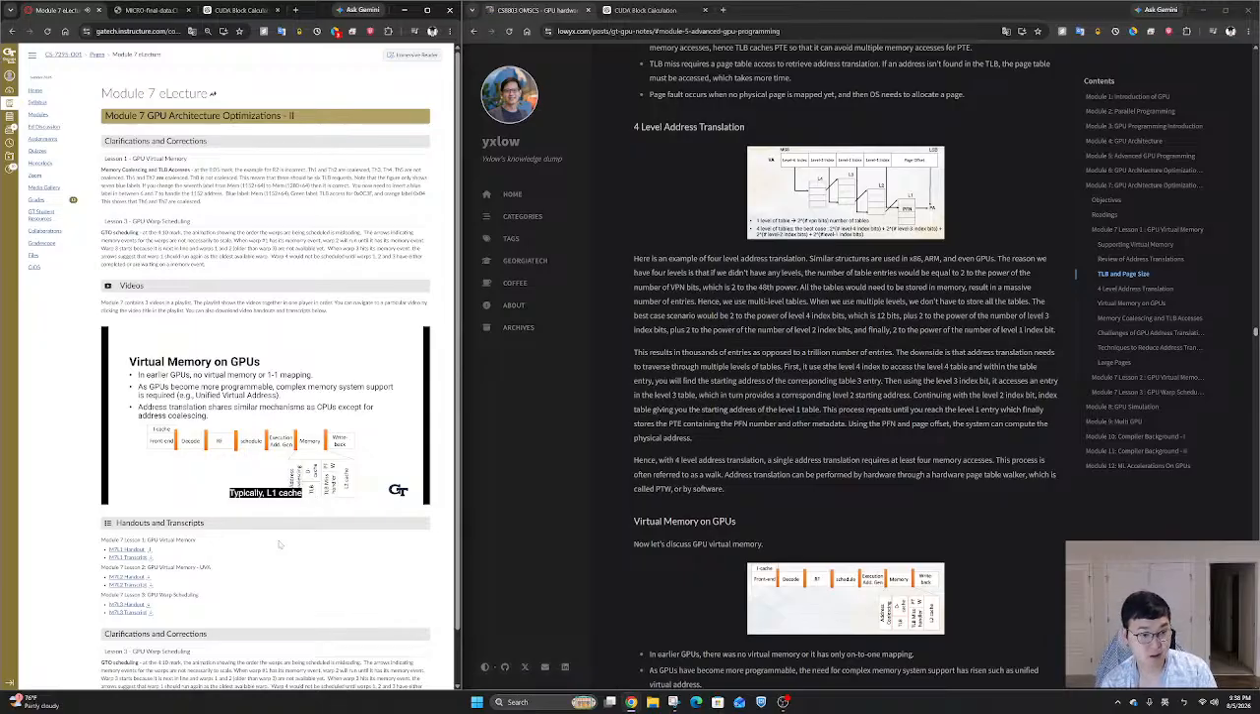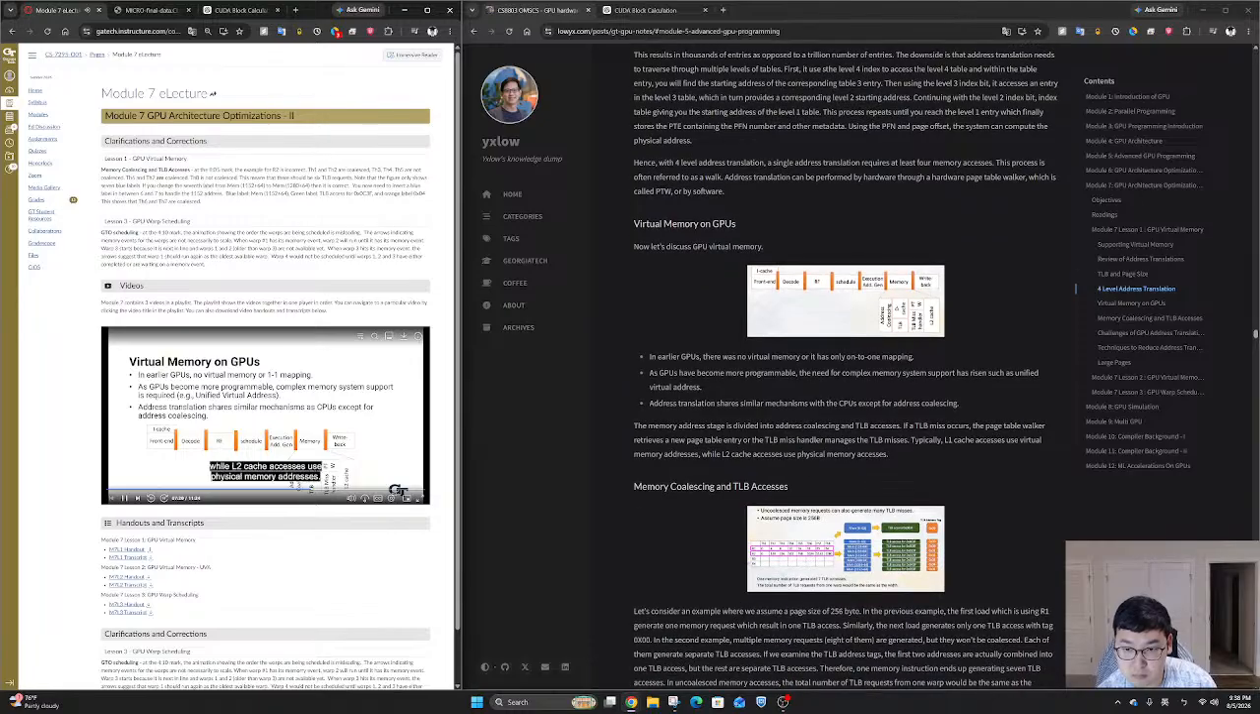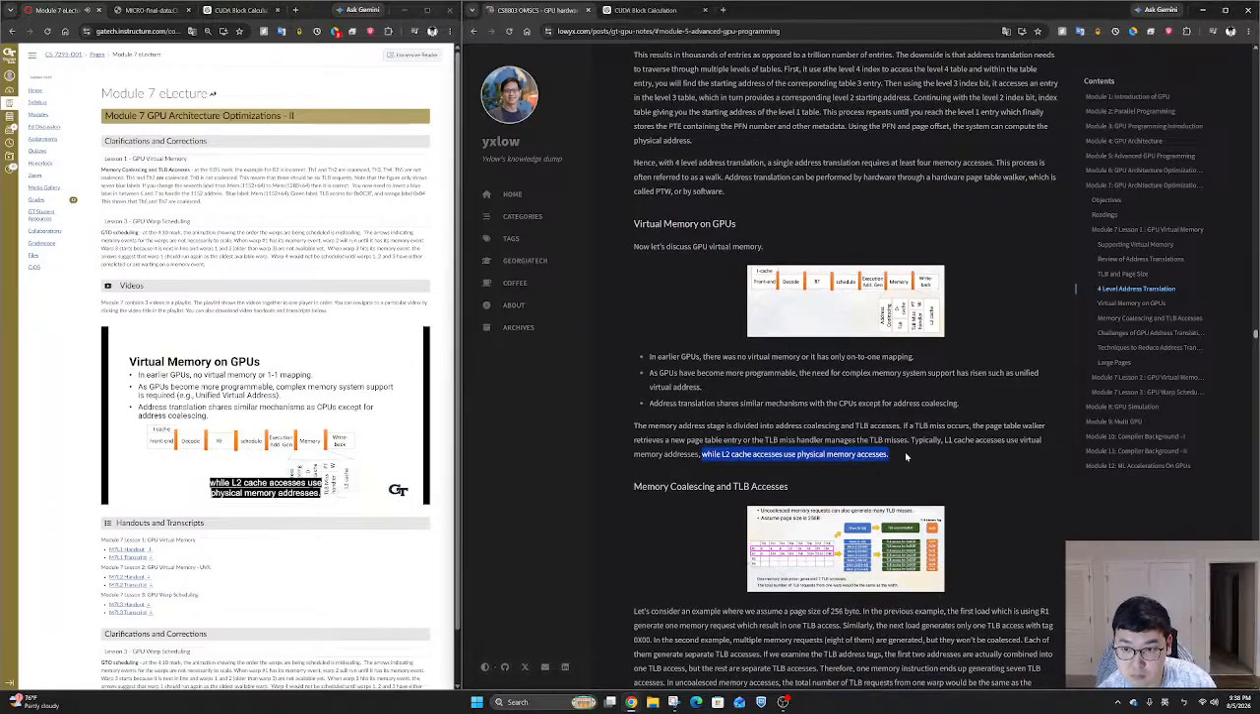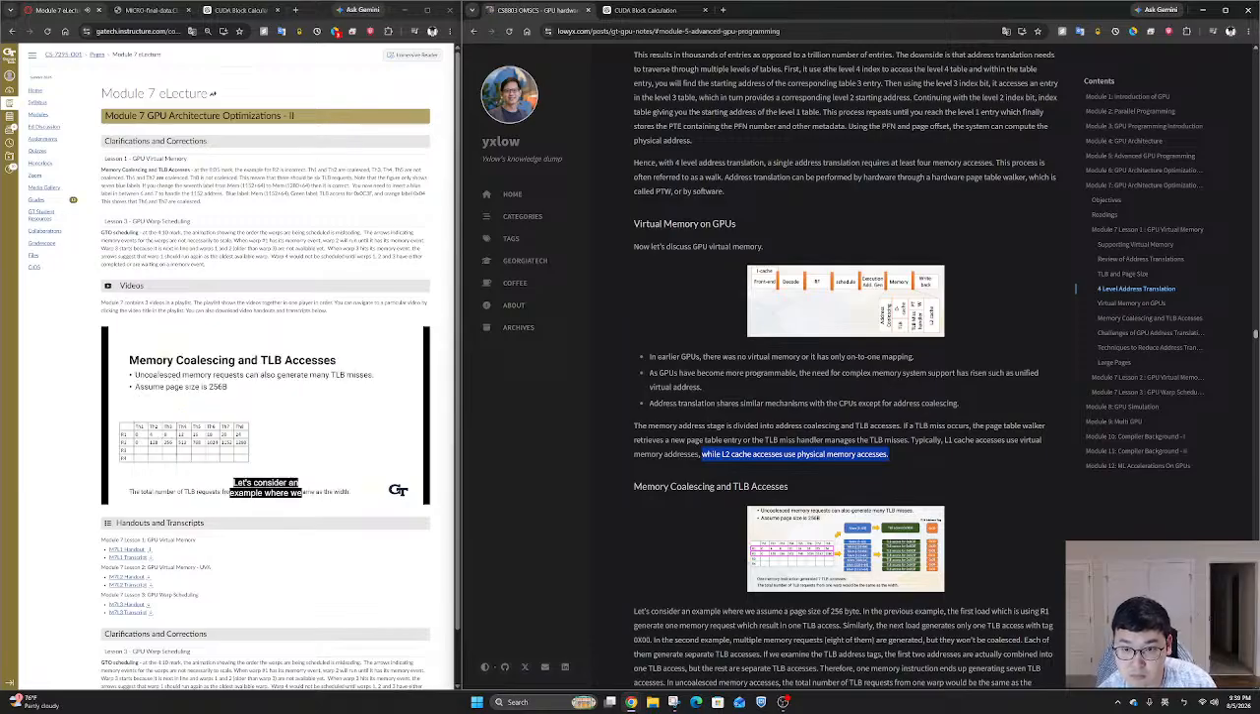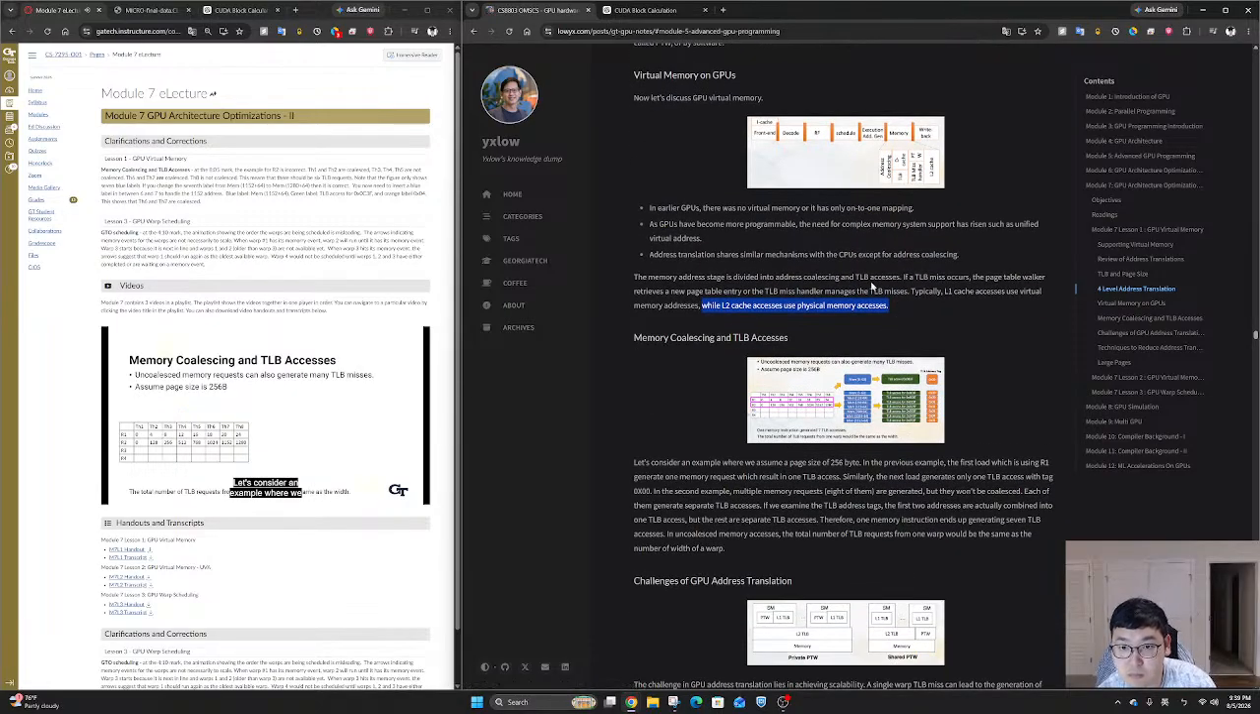Typically, L1 cache accesses use virtual memory addresses, while L2 cache accesses use physical memory addresses. Let's consider an example where we assume a page size of 256 bytes.